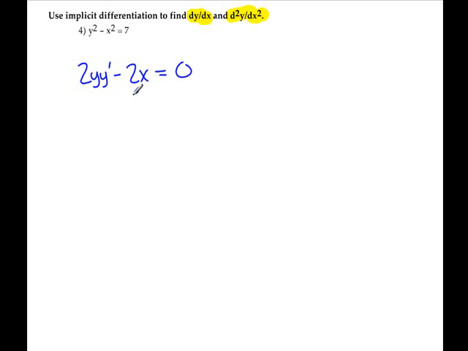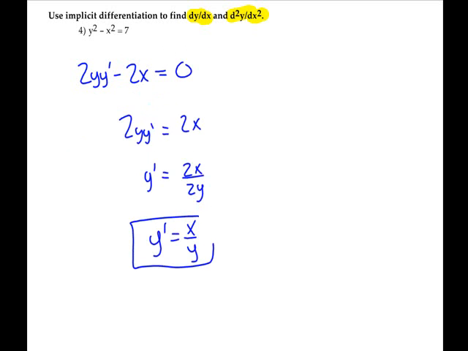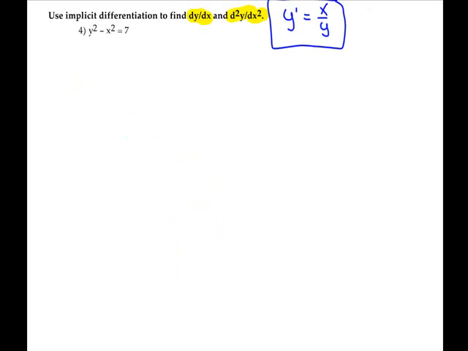Let's add that 2x to both sides, so 2y y prime equals 2x. Divide by 2y, y prime equals 2x divided by 2y, and reduce, y prime is just x over y. So I've got my first derivative there, y prime equals x over y. Let's copy that up here, and then go ahead and create some space to work on that second derivative. So that second derivative would take this and take its derivative.